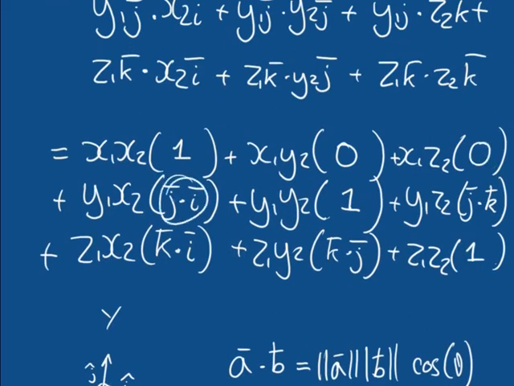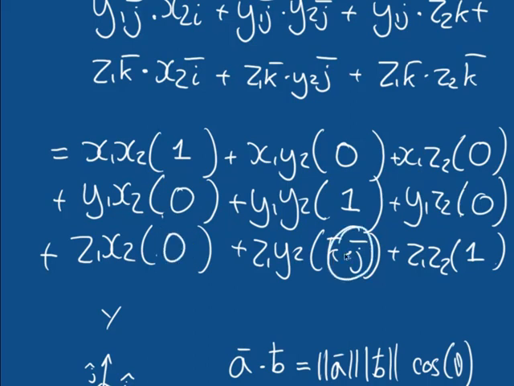J dot I is a value of 0. J dot K is a value of 0. K dot I is a value of 0. And K dot J is a value of 0.